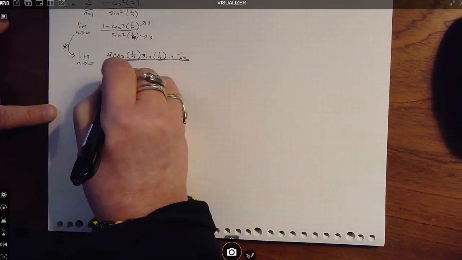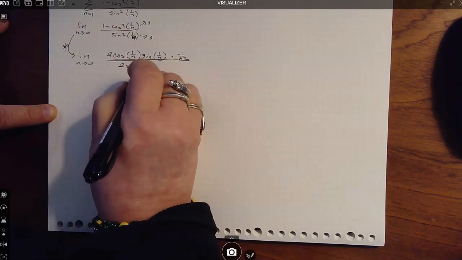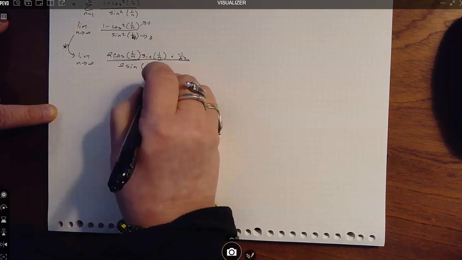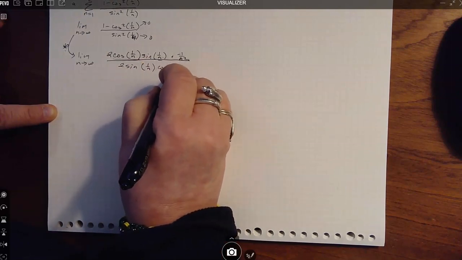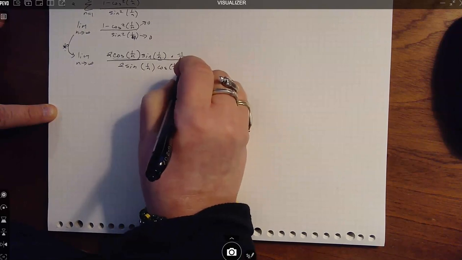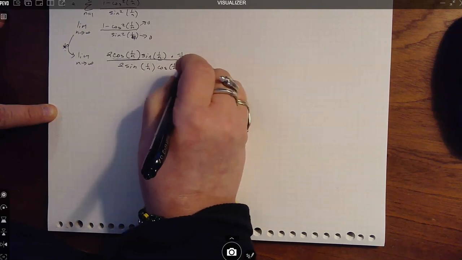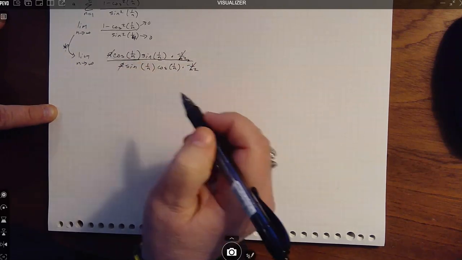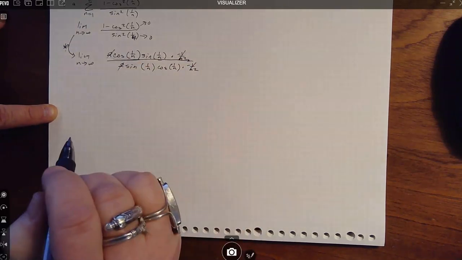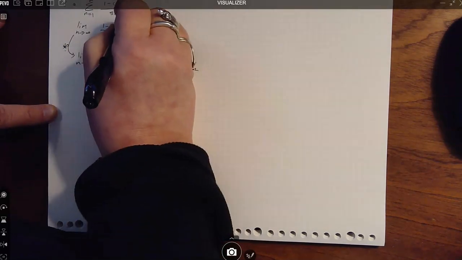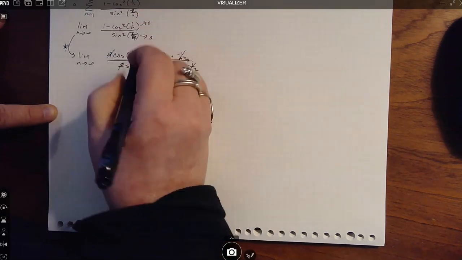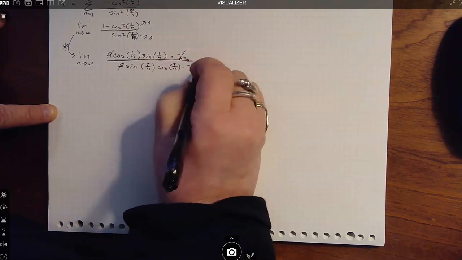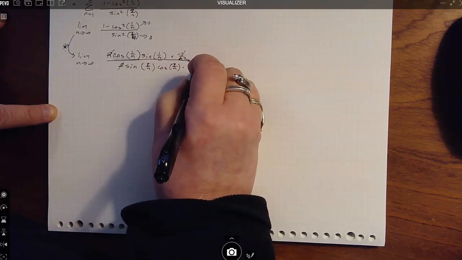I'll get 2 sine of 1 over n. Derivative of sine is cosine. And the derivative of 1 over n is again negative 1 over n squared. Woohoo! These guys cancel. The 2's cancel. I copied that wrong, didn't I? Yes, I did. This was sine of 2. So this is negative. This will still be a 2 over here.